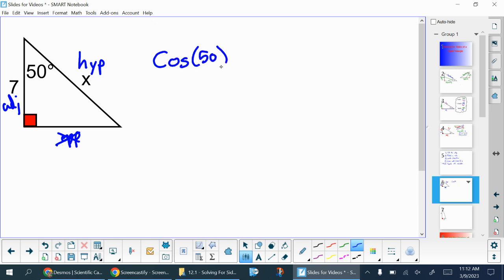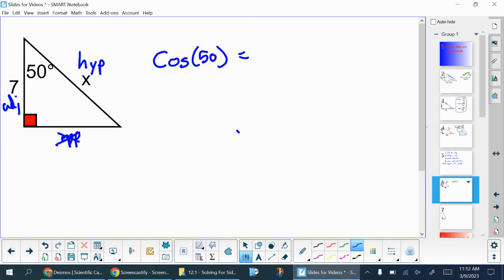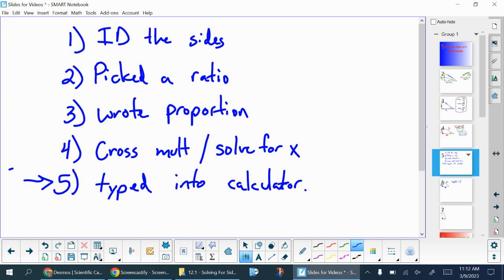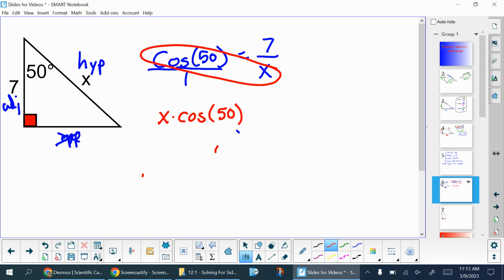Cosine of my angle 50 is equal to, this is the adjacent over the hypotenuse. So the adjacent is 7, the hypotenuse is x. Now I will write it as a proportion. So we've done so far step 1, we've identified our sides. Step 2, we picked a ratio, cosine. And step 3, we wrote a proportion. Now we're going to do our algebra step. This is our cross multiplying and dividing. So here, cosine of 50 times x is just x times the cosine of 50. And then multiplying the other way, 7 times 1 is 7.